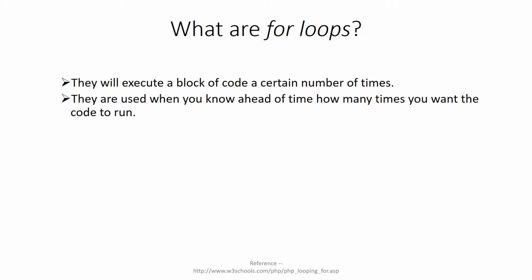For loops will execute a block of code a certain number of times. However, you need to know ahead of time how many times you want that block of code to be executed, because all it's going to do is run it again and again, however many times you want it to run.